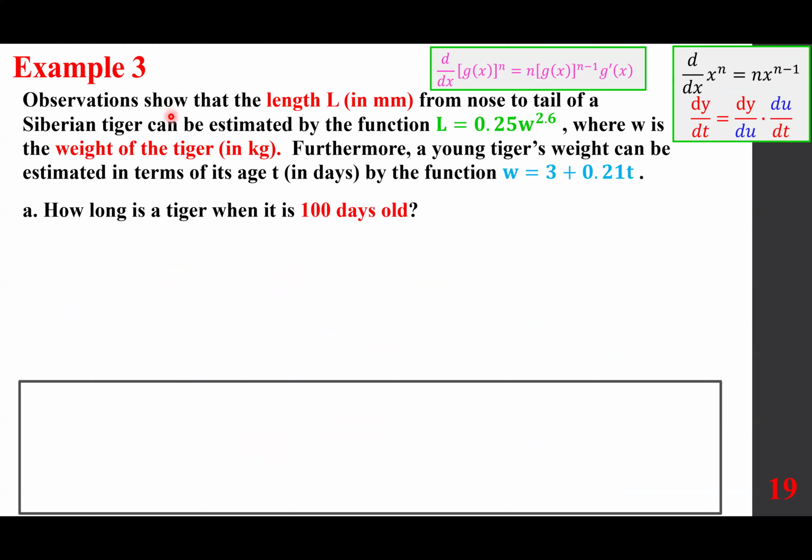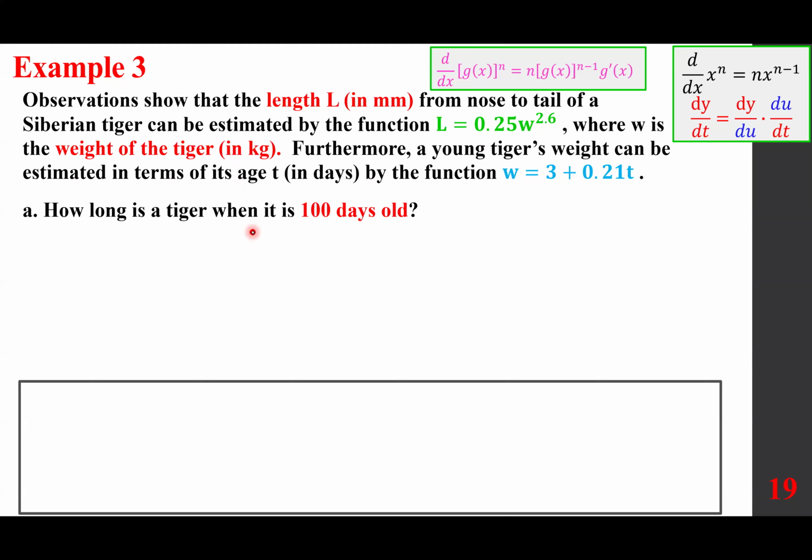Example 3. Observations show that the length in millimeters from nose to tail of a Siberian tiger can be estimated by the function L equals 0.25 W to the power of 2.6, where W is the weight of the tiger in kilograms. Furthermore, a young tiger's weight can be estimated in terms of its age t in days by the function W equals 3 plus 0.21t. How long is a tiger when it's 100 days old?